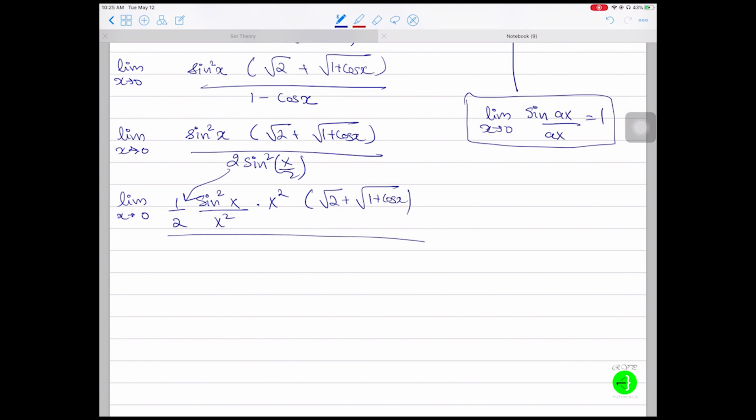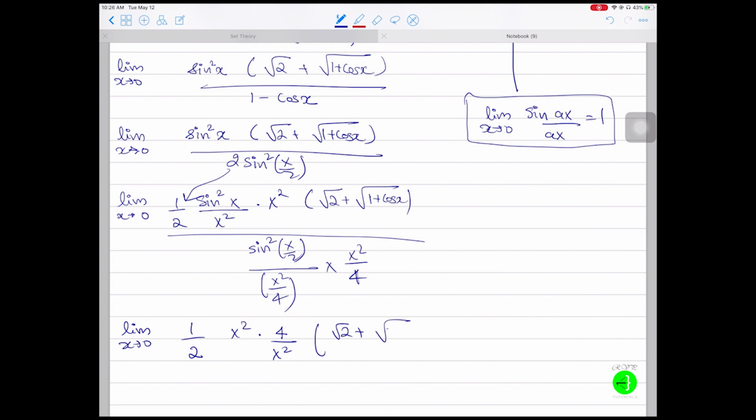Now let's take a look at the denominator. So we have sine squared x by 2. So we divide by x squared by 4 and multiply by x squared by 4. So now the limits having sine squared are 1. So we are left with 1 by 2 times x squared times 4 over x squared times under root 2 plus under root 1 plus cosine x.